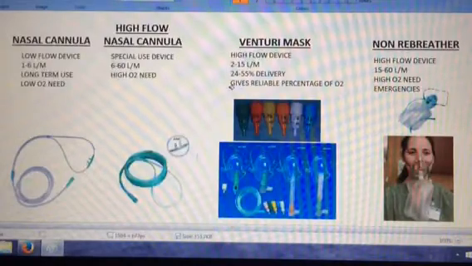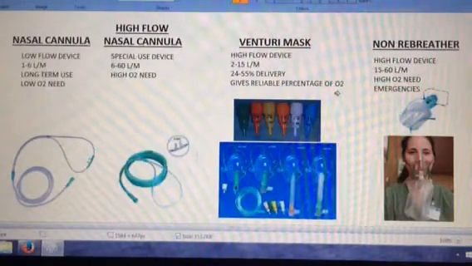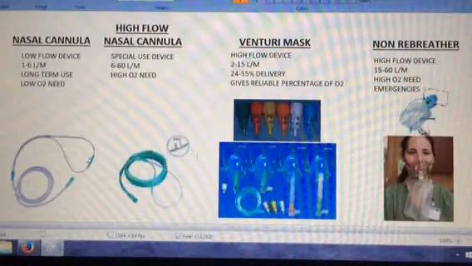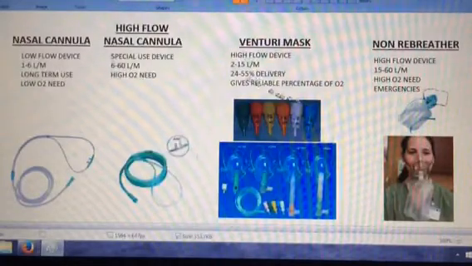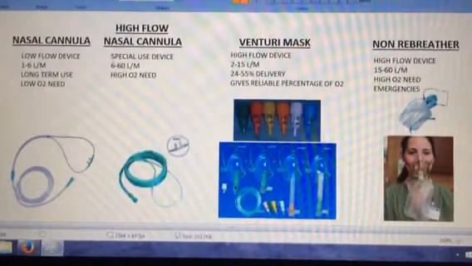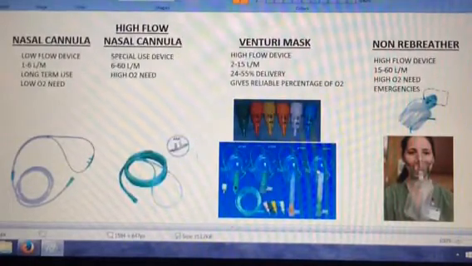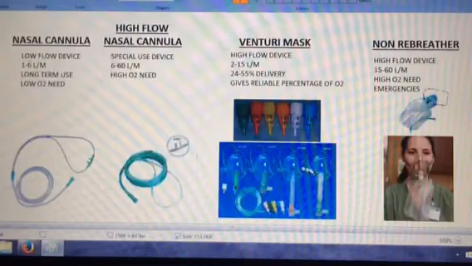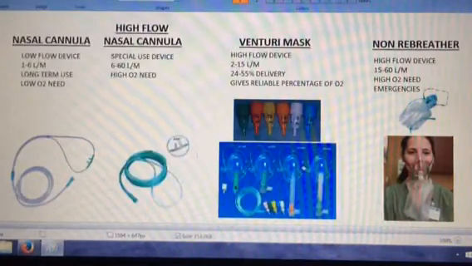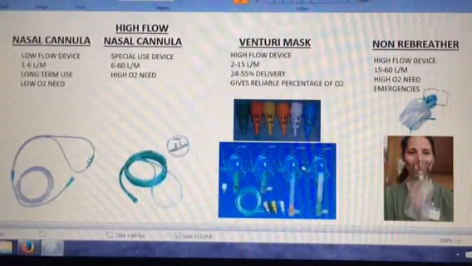It gives a very reliable percentage of oxygen, so that way if you've already weaned them down from a non-rebreather, you can start at 55% on the Venti mask. Once their SATs are stable, or if you get a blood gas and that's looking good, then you can turn down to the next level. Turn them down to 40%, then 35, then 30, and so forth.